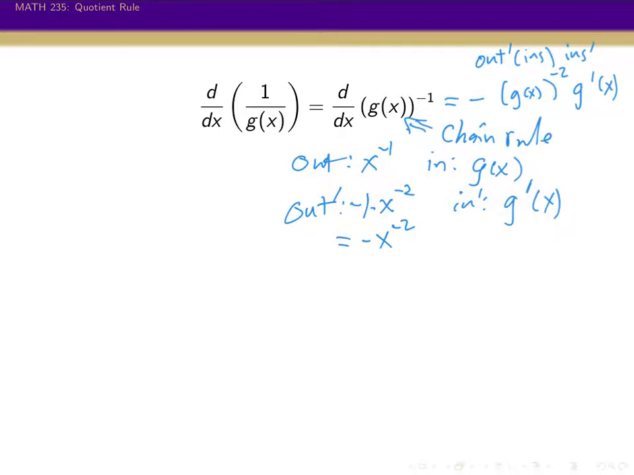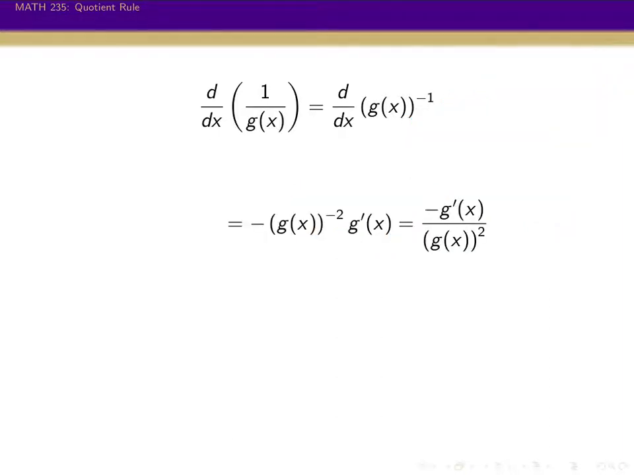So let's clean this. There we are. And then as you can see, since we have a negative exponent here, we can move that back into the denominator. And so this is equal to minus the derivative of g divided by g of x squared. So the original g squared. Okay, and so this is coming just from using the chain rule and the fact that we know the derivative of 1 over x.